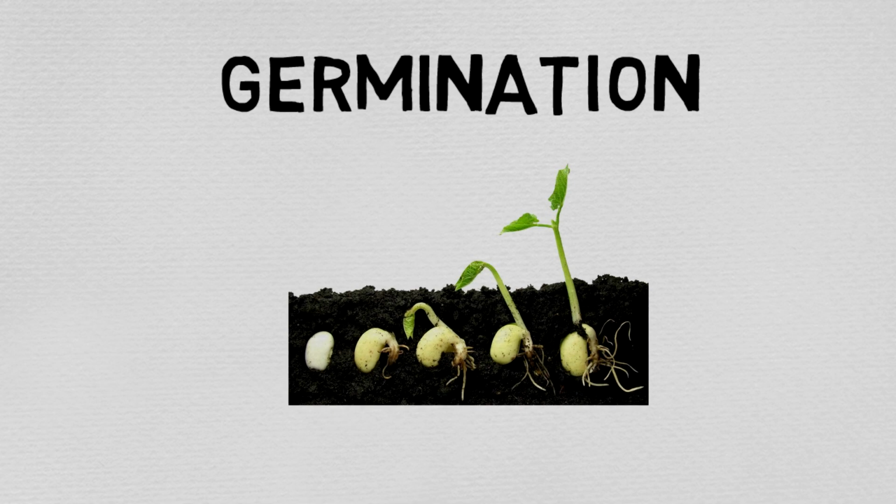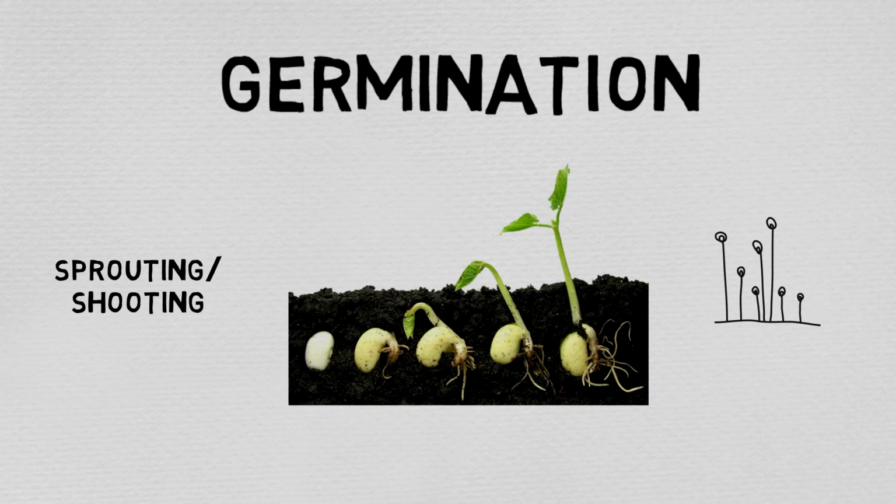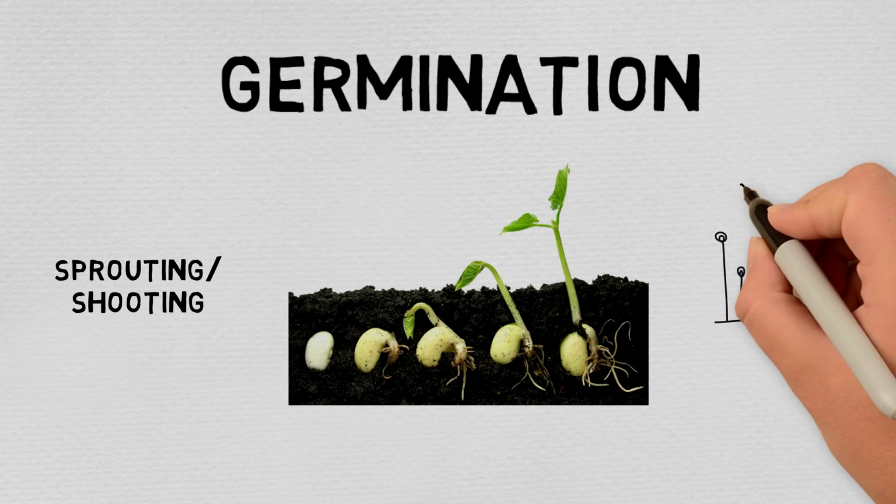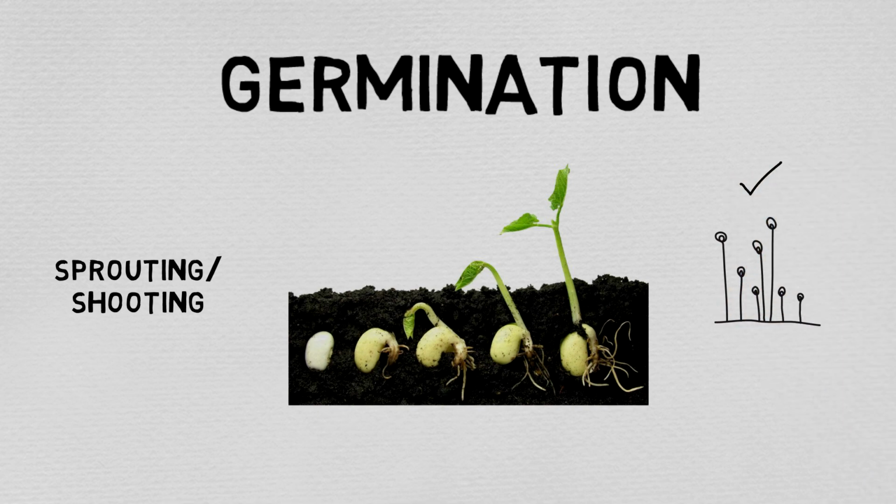Germination. The beginning of growth in seeds. The process of seeds sprouting, budding or shooting above the soil. This is the first step of any new plant growth.